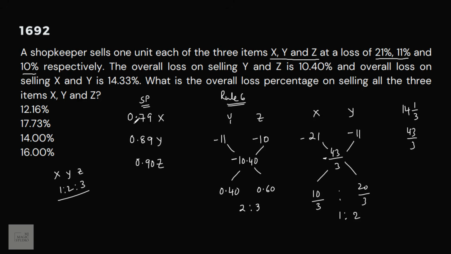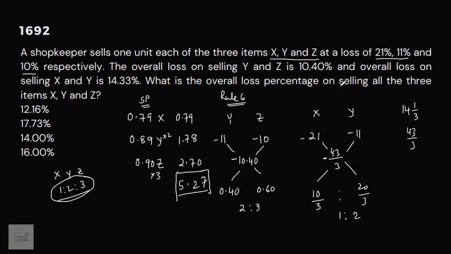So if we take 1, 2 and 3 rupees, selling price of the first is 0.79. Selling price of the second is this into 2, that is 1.78, and this into 3, that is 2.70. Adding up, we get 5.27. So out of 6 rupees, only 5.27 is recovered.